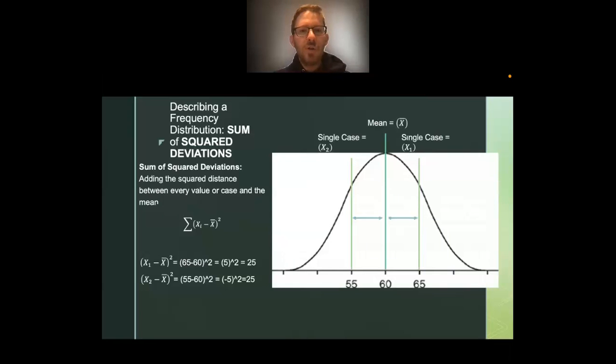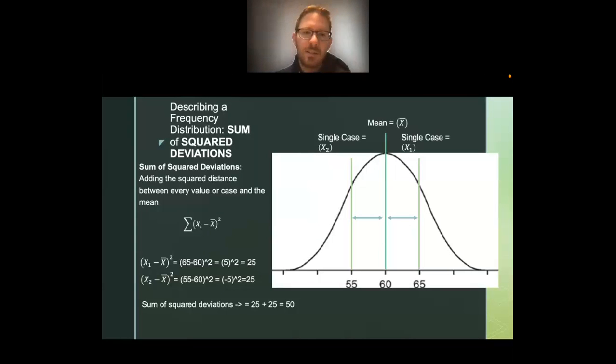So again, we want to take the difference between each of these cases and the mean, but then instead of just adding those differences together, we square them first. So here we have 5. So 65 minus 60 is 5. Squared is 25. 55 minus 60 is negative 5. Squared is also 25, so that eliminates those negatives. And then the sum of squared deviations is 50.